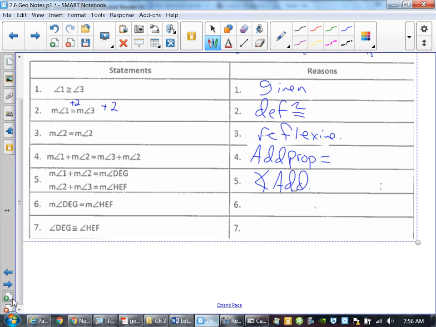Now what do? Excellent. Substitution, because you already had 2 things that were equal to each other, therefore they're equal to other things. And last but not least, definition of congruent. Very good. Okay?